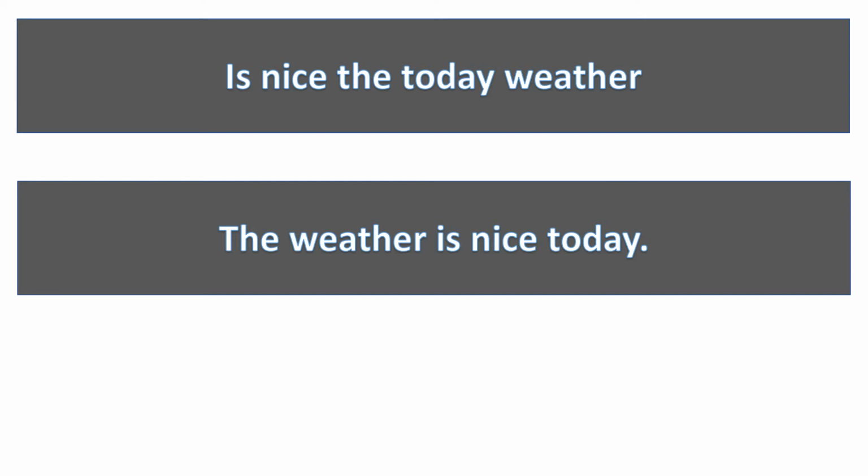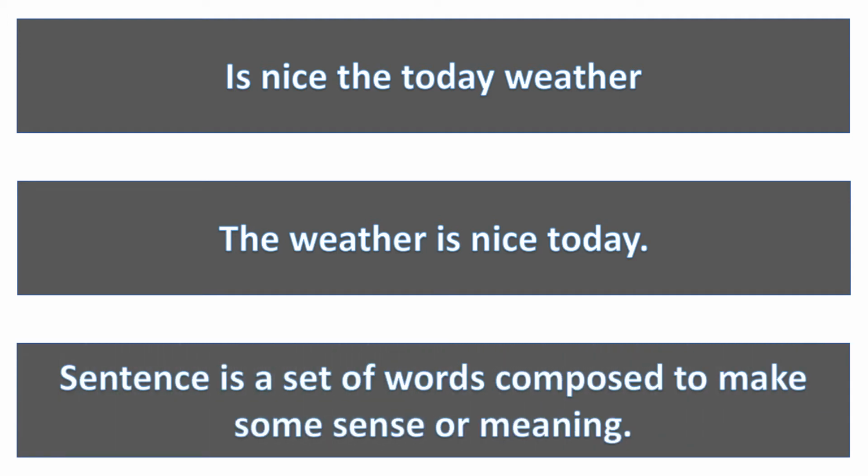What is a sentence? Sentence is a set of words composed to make some sense or meaning. So sentence means it is a set of words. First we have seen a set of words on the top of the screen, but that set of words do not make any sense. But the second set of words is making some sense. So the second one is called a sentence.